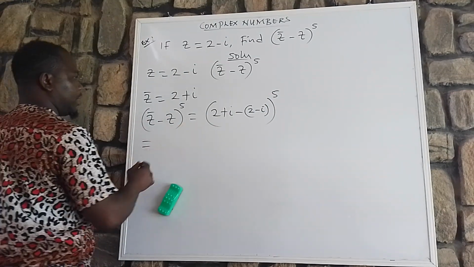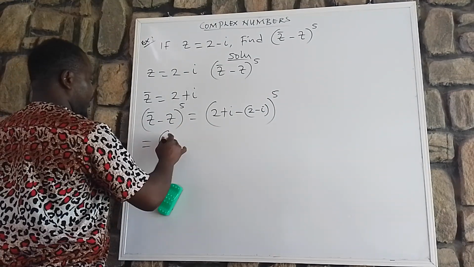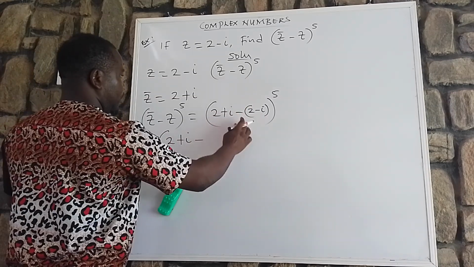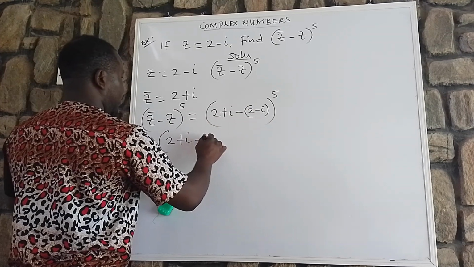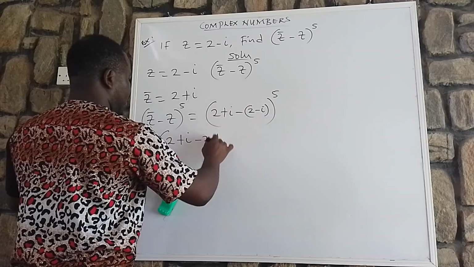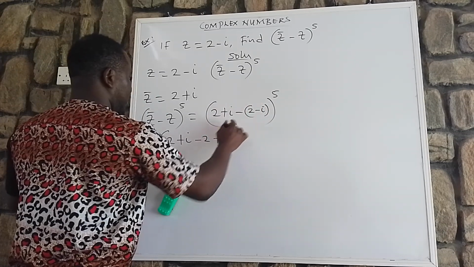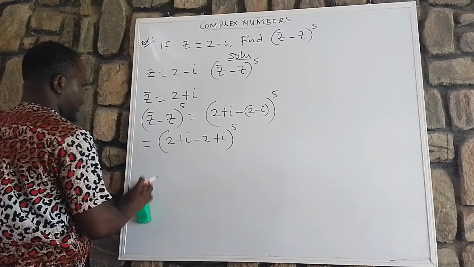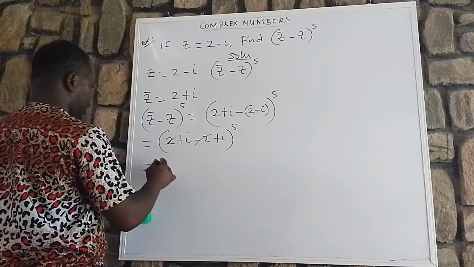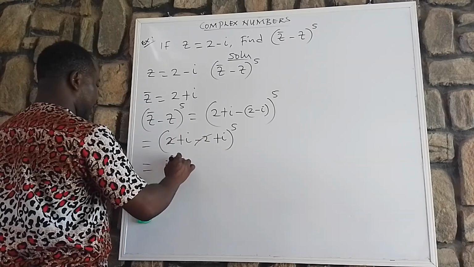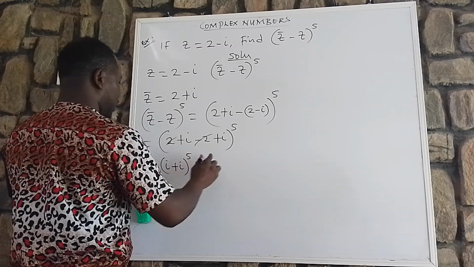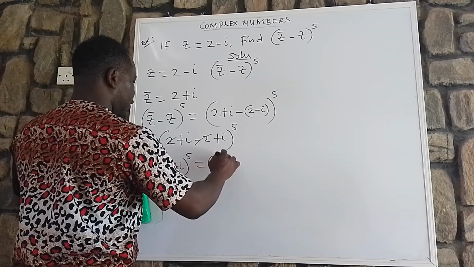So you open the bracket, simple as ABC. 2 plus i minus, open this small bracket: minus times minus 2 gives us minus 2, minus times minus i will give us plus i, all raised to the power of 5. Then this and this will go. Then we'll have i plus i, all in bracket raised to the power of 5, which is equals to i plus i is going to give us 2i raised to the power of 5.